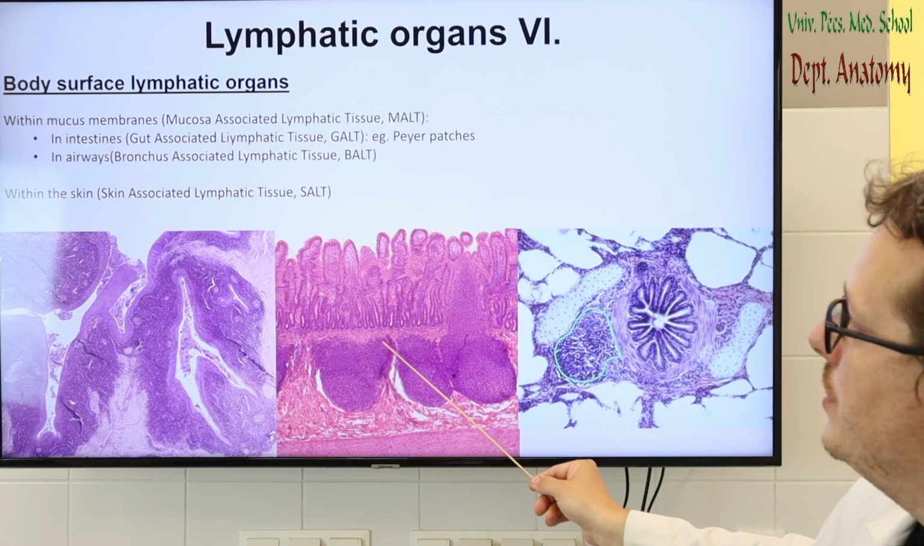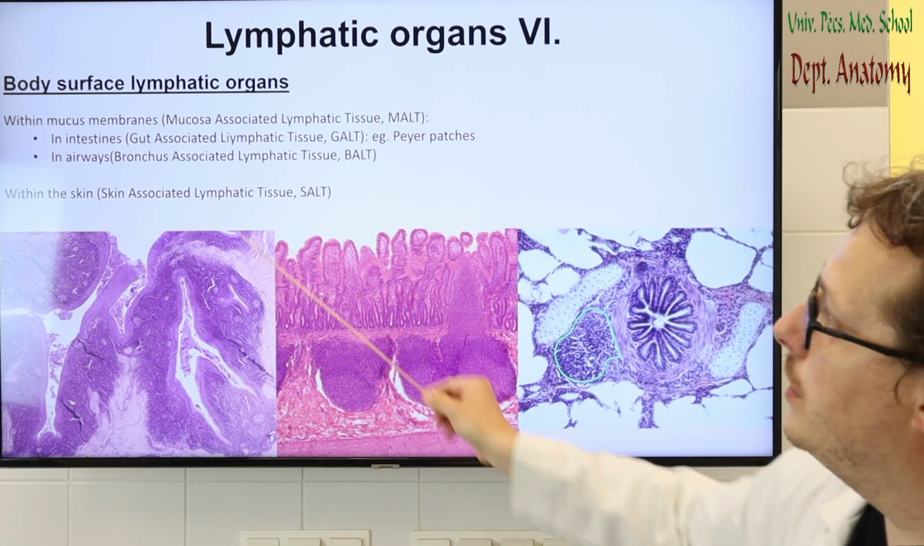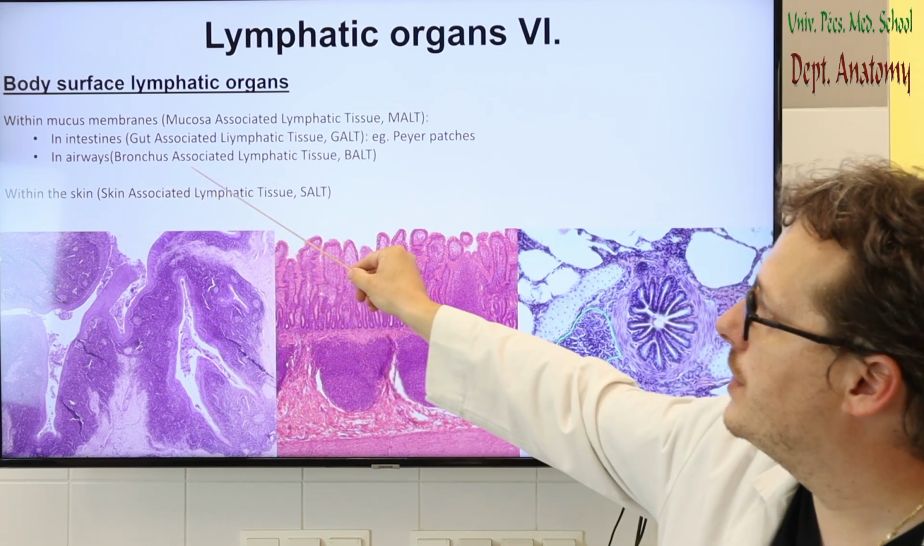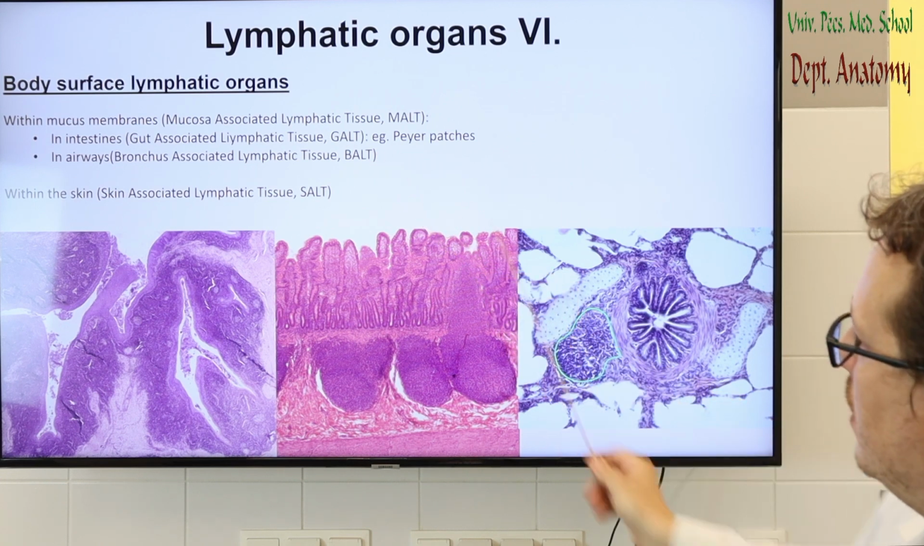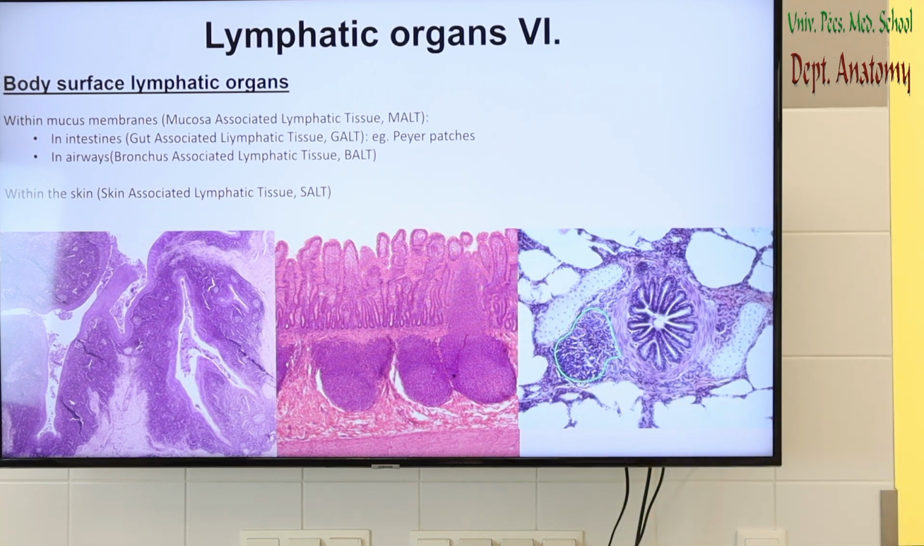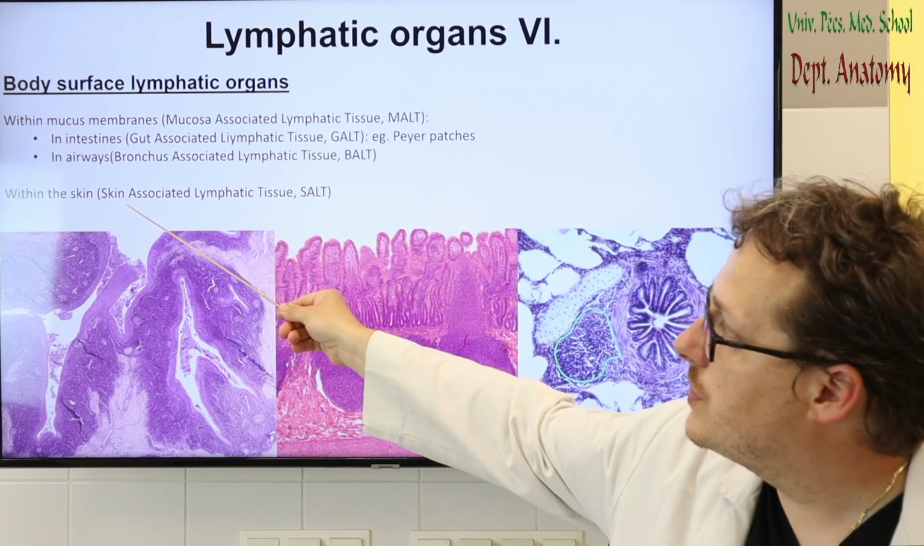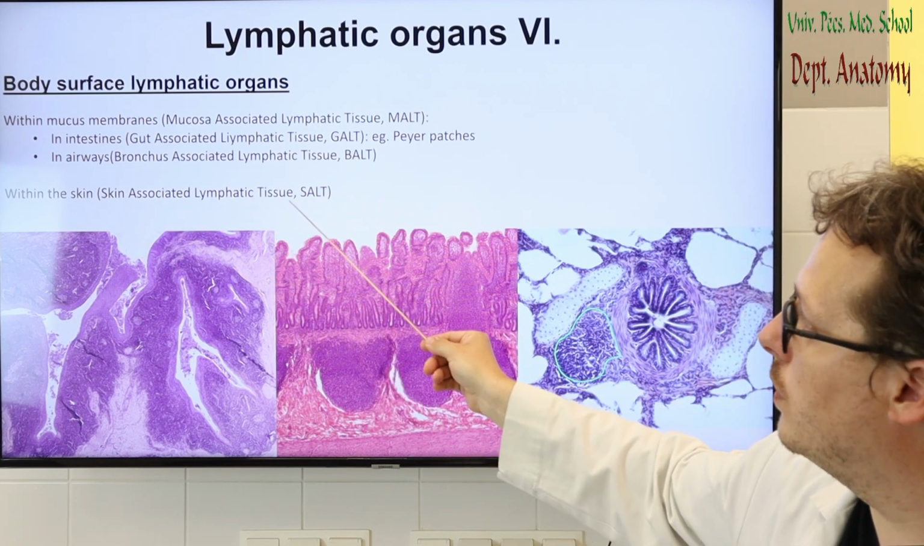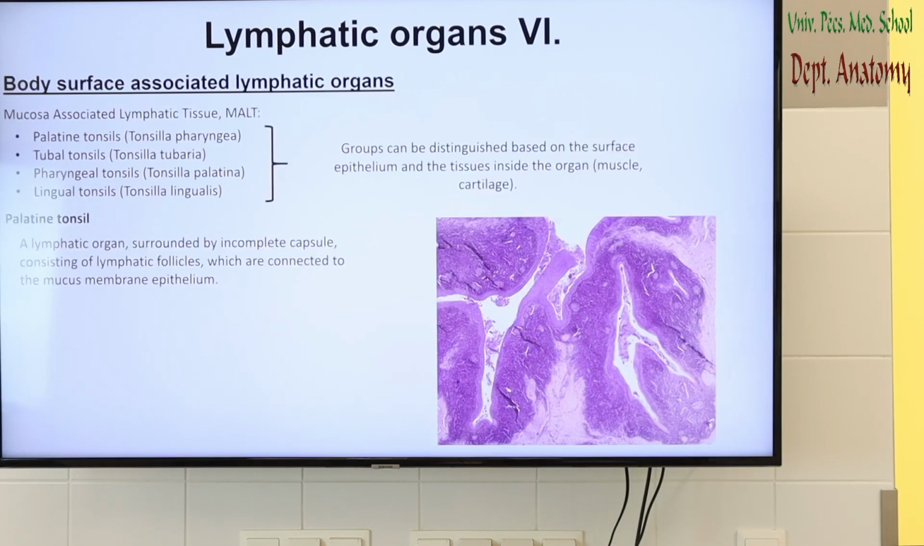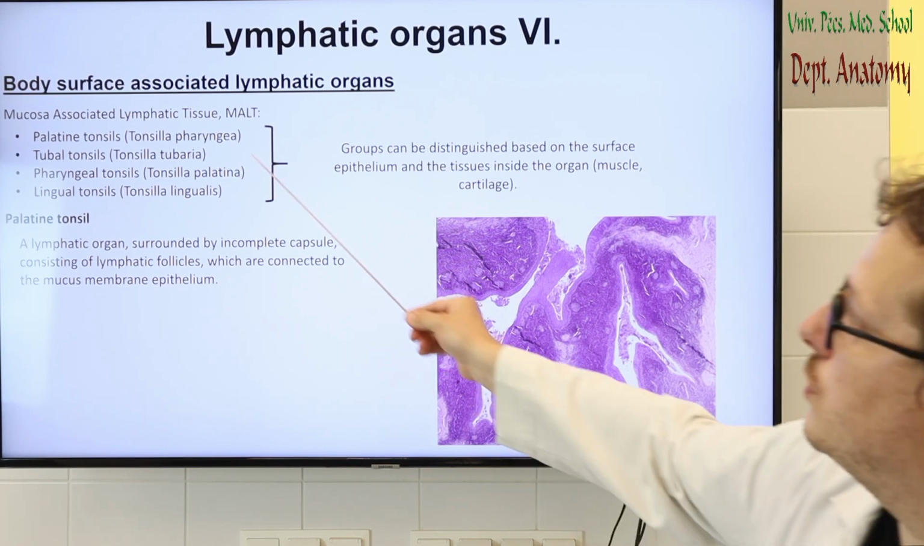These are the Peyer's patches, right here, or in the airways, the bronchus-associated lymphatic tissue or BALT. This is what you can see right here. And obviously they can be found within the skin, named skin-associated lymphatic tissue or SALT. On the body surfaces there are such structures which are very well known, and they are lymphatic organs. They are the so-called tonsils.